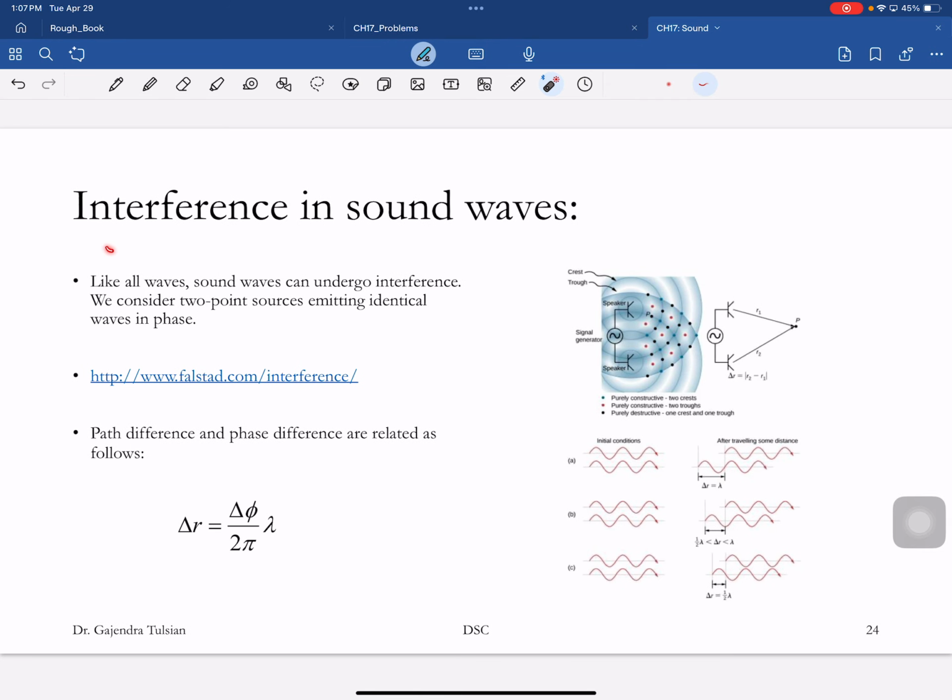All right, now we'll look at interference of sound waves. What is this? Noise canceling? So when multiple sound waves are traveling, what happens at a given point? Okay, so let's look at that.